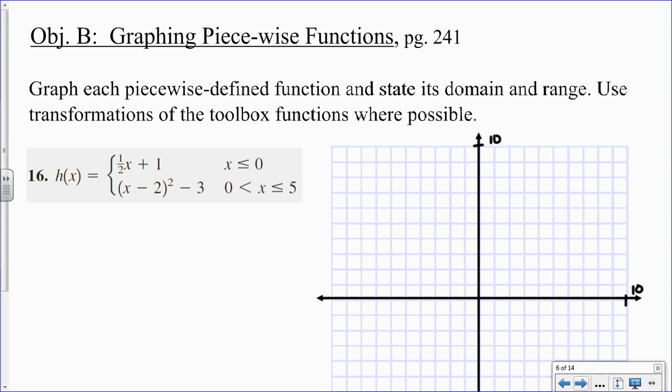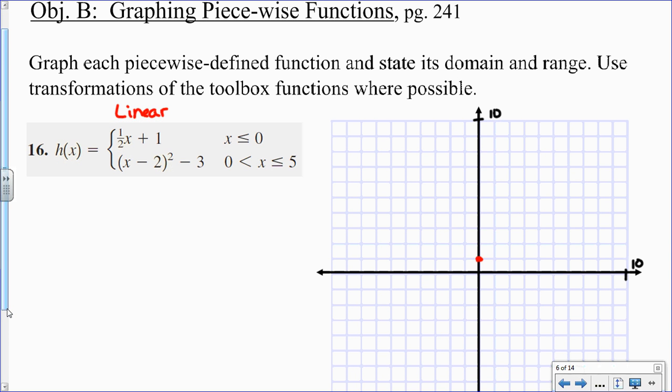So is this top one, 1/2 x plus 1, what type of function is this? It's linear. So when I graph a linear function, I use the slope and y-intercept. So my y-intercept is 1, so I'm going to start at 1 on the y. And then my slope is 1/2. So how would I move? Which way? So from 1, I'm going to go up 1 and right 2.